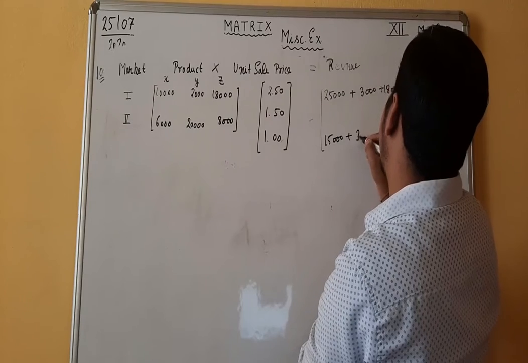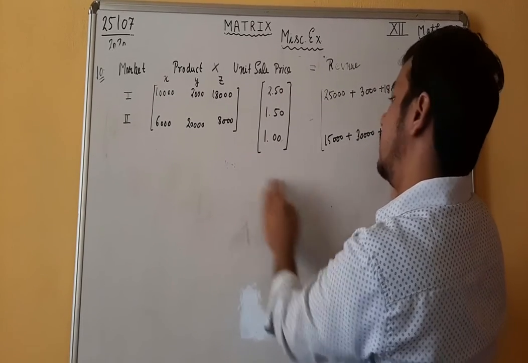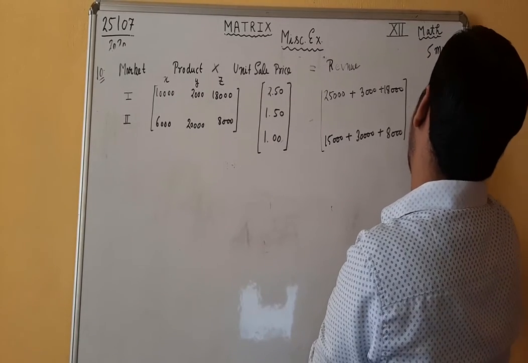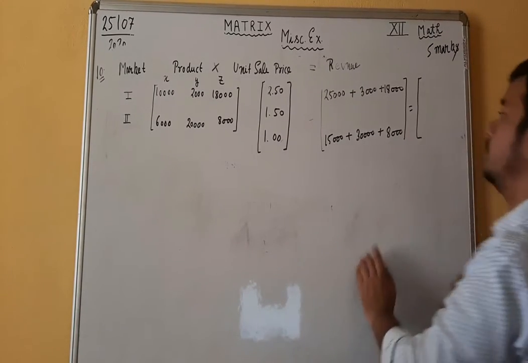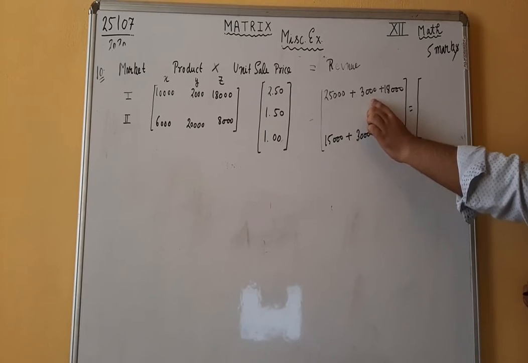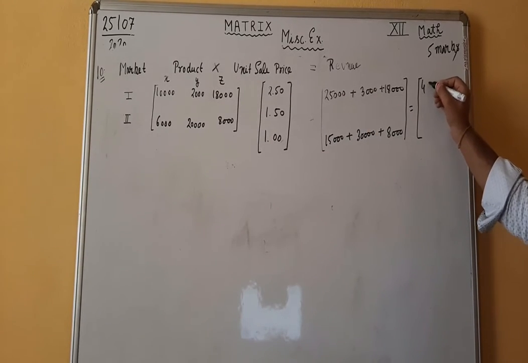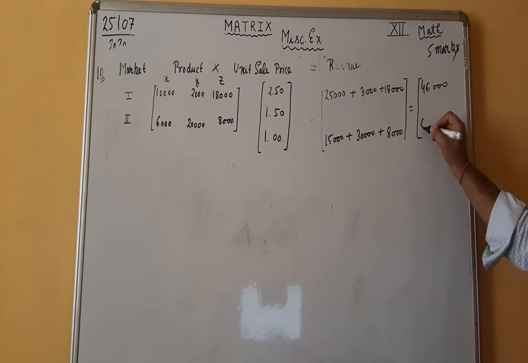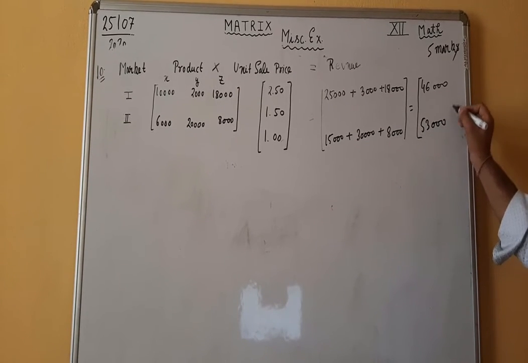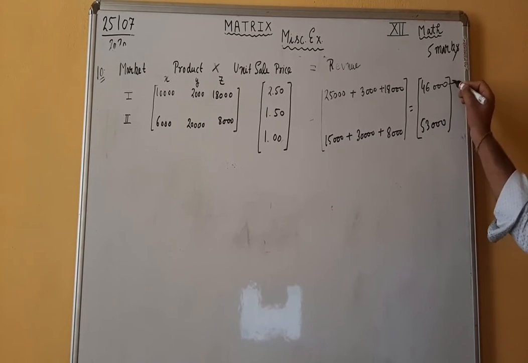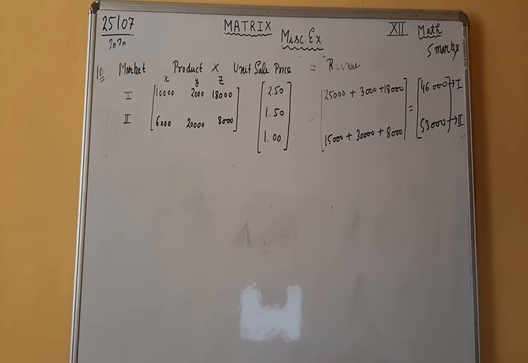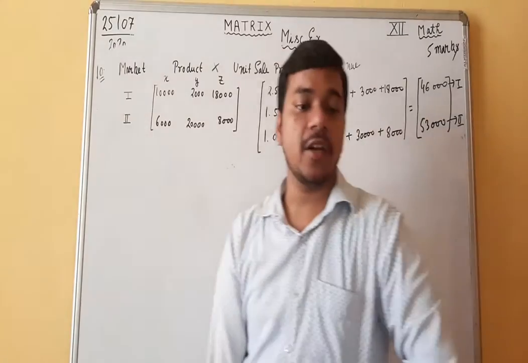20,000 into 1.5 is 30,000, plus 8,000 into 1 is 8,000, right? It is equal to 46,000 and 15, 30, 45, 53,000, right? This is the revenue of the first market. This is the revenue for the second market. Now this is part A of the question.